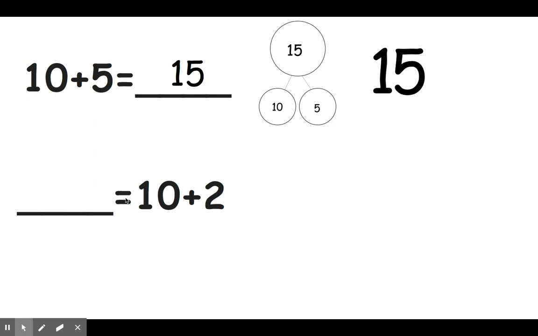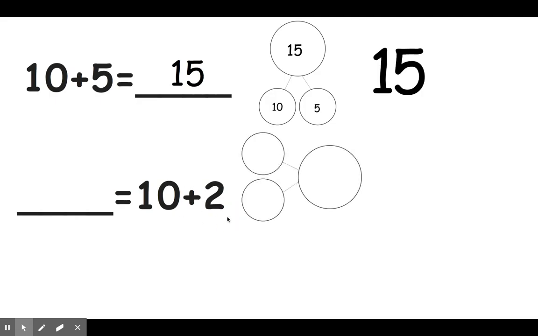Then I have my equal symbol, which means that this part over here and this part over here have to equal the same amount. They have to be the same. They have to be equivalent or equal, okay? And then here are my two parts, 10 plus 2. So even though I switched the location of the parts and the whole, we're still going to add them together.